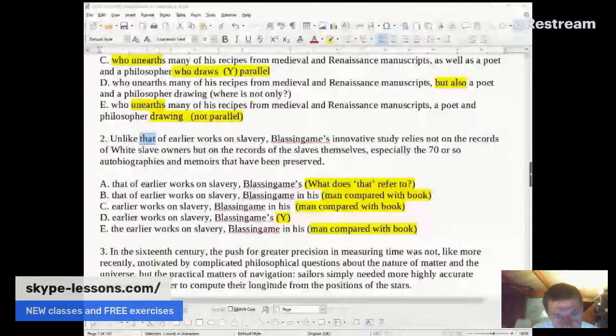"Unlike that of earlier works on slavery, Blassingame in his..." Okay, so here we're comparing. The problem is we're comparing "unlike X, Y," and we've got "that of earlier works on slavery." I still don't know what that refers to, by the way, so I'm still a bit confused by that, and I still don't like it. But let's say it's just like "unlike earlier works of slavery." Like in C. Look at C. "Unlike earlier works on slavery, comma, Blassingame."